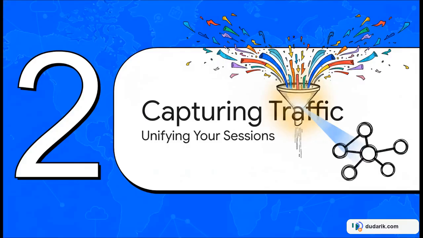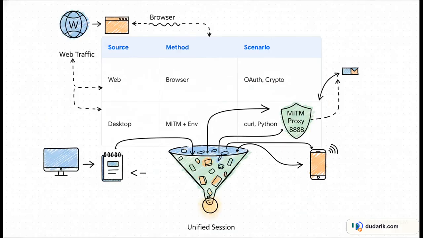Moving to Section 2, capturing traffic from anywhere and unifying your sessions. And this brilliantly illustrates how the tool actually grabs all that fragmented traffic. If it's web traffic, like OAuth or front-end crypto, it just uses its own embedded browser. Super easy. For desktop stuff like Postman, curl, or Python scripts, it spins up a local man-in-the-middle proxy on port 8888, hooking in with environment variables.